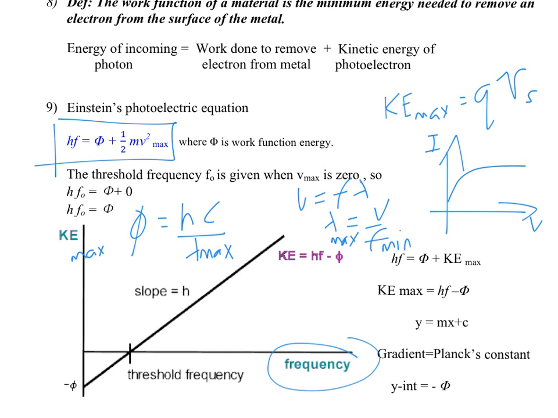Threshold, Planck constant. And what does your y-intercept give you? Work function energy. Because you compare, the y-intercept gives you the negative of your work function. So therefore, you'll get this graph. Actually, starting from here, you just extrapolate yourself. The graph actually starts from here. Okay? So you extrapolate yourself to get your work function. Alright? So this is the graph that you need to know.